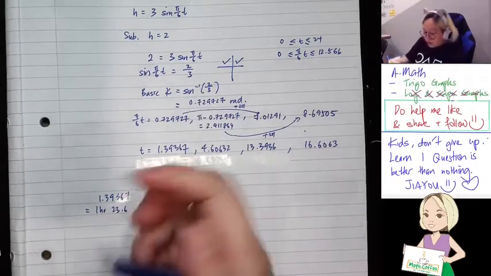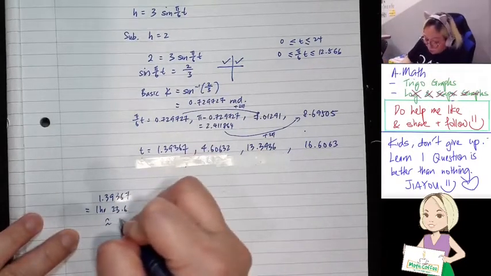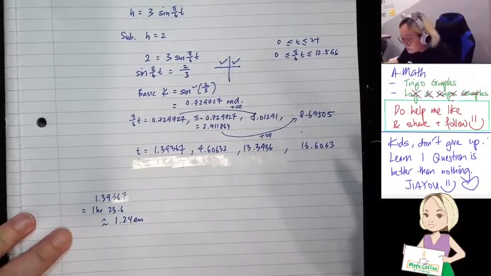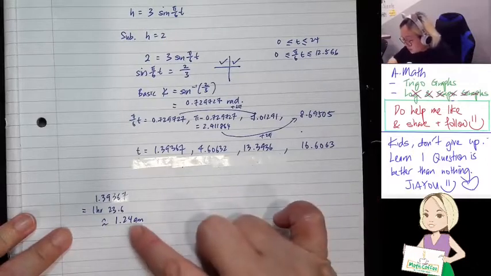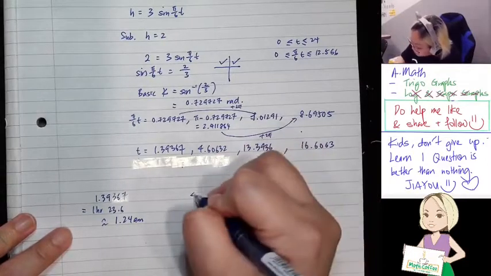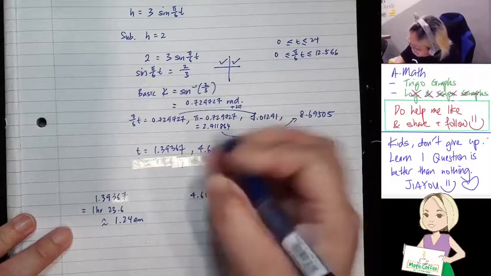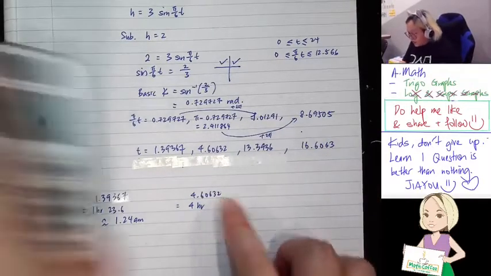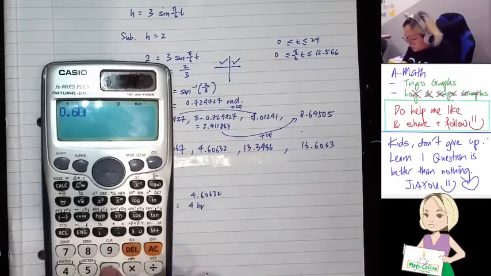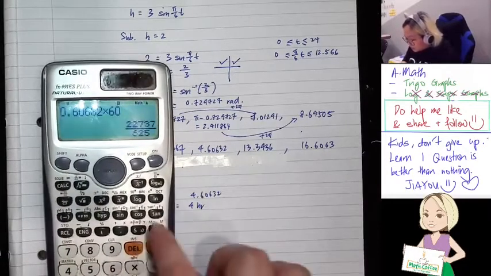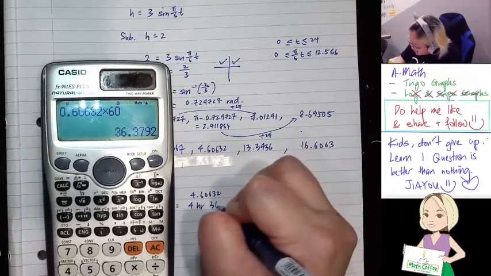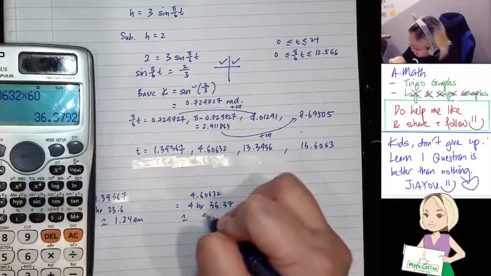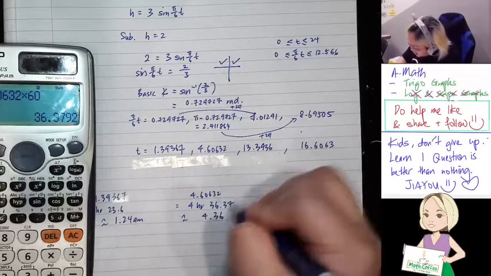So this one, if I'm going to round off, this will be 1:24 a.m. Okay, this will be 1:24 a.m. Now this one, 4.60632 is 4 hours, and we're going to take 0.60632 times 60, and that will give us 36.37. So you round off, it will be 4:36 a.m.